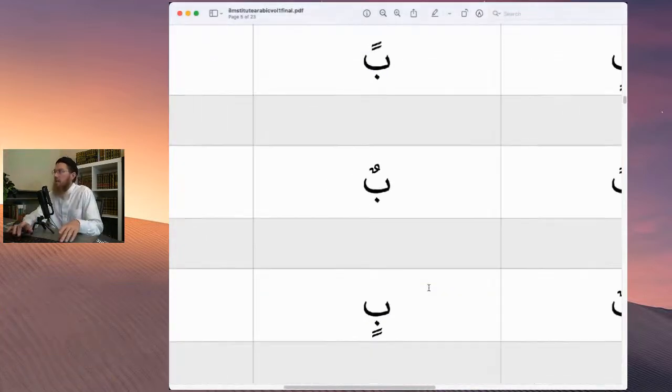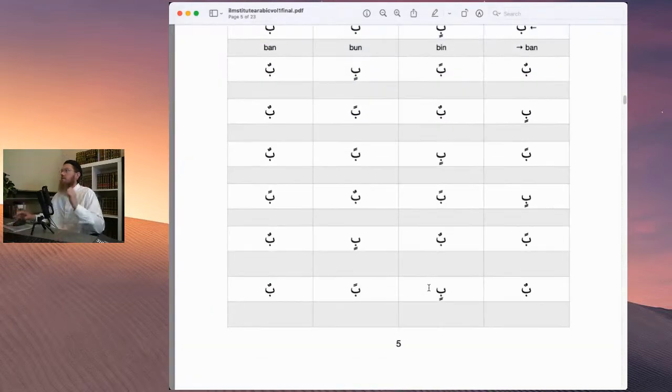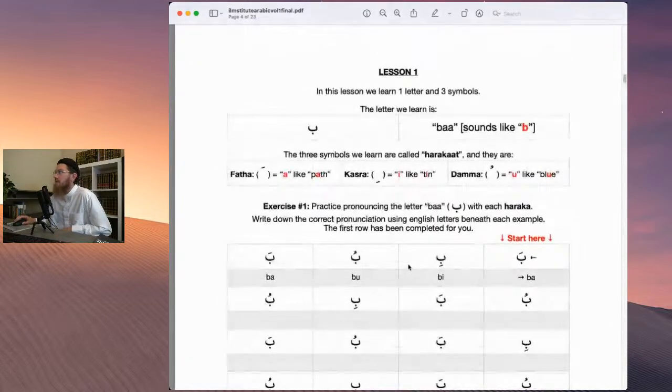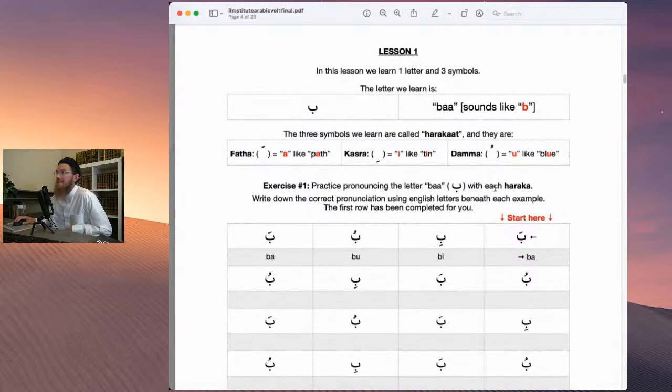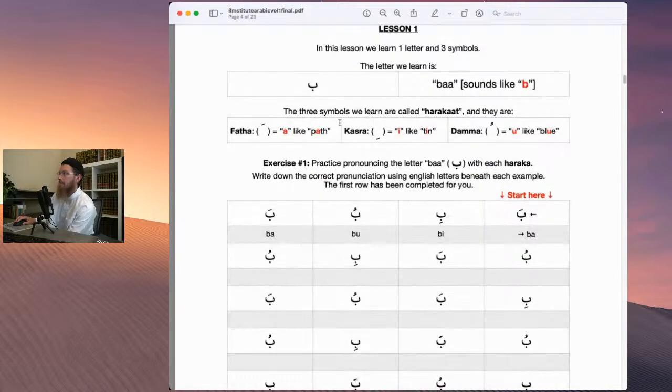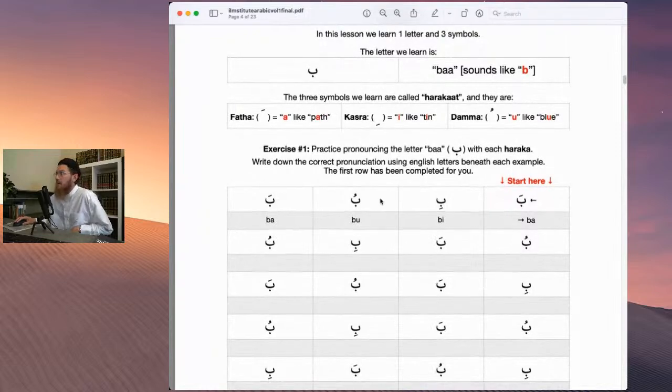Any questions? Let me know if you'd like to do more, but I think everyone has this. Basically, just to summarize, in lessons 1 and 2 we're just using the letter ba. We've only learned one letter so far, but we learned 3 harakat: the fatha, the kasra, and the dhamma. They represent vowel signs and they're written above or below the letter. Fatha sounds like a, kasra sounds like i, dhamma sounds like u. So that's all that we practiced in the first lesson.